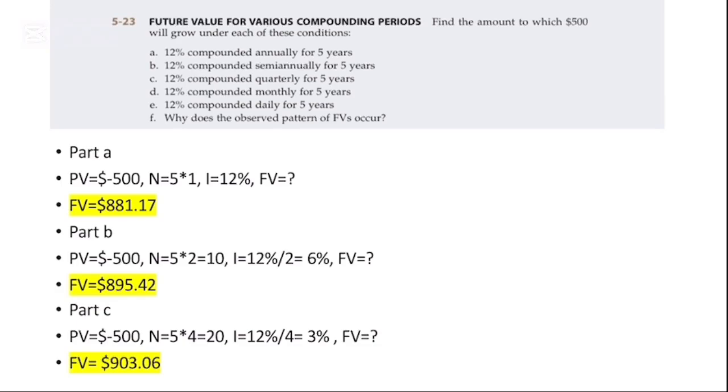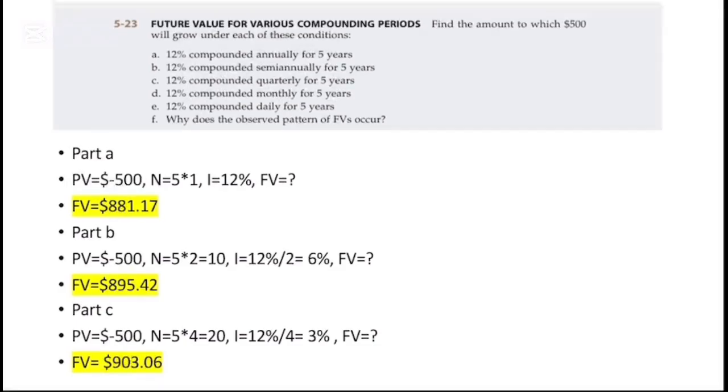Now let's dive into some questions to understand the concept in detail. These questions are the ones that I took from Eugene Brigham. In this question, we have the same present value. For part C, we will compound quarterly. So for N, we will multiply number of years 5 by 4, since there are 4 quarters in a year. For the interest rate, we will divide 12%, the nominal interest rate, by 4, the number of compounding periods. Plug in all these values in the financial calculator and this is what we will get.